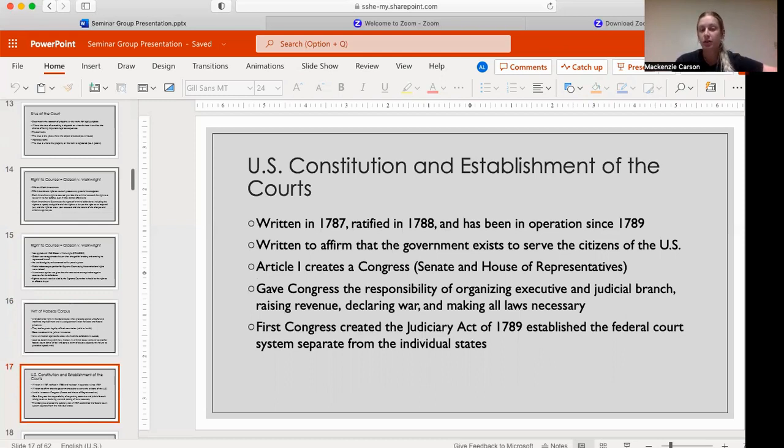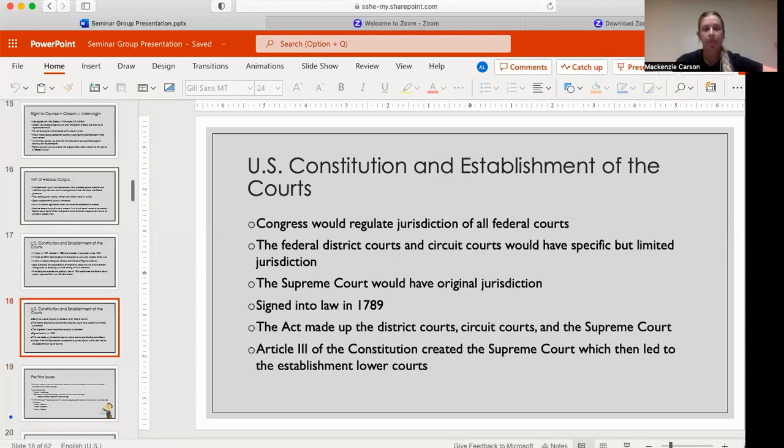The first Congress created the Judiciary Act of 1789, which established the federal court system separate from the individual states. It stated that Congress would regulate jurisdiction of all federal courts, and the federal district courts and circuit courts would have specific but limited jurisdiction. The Supreme Court would have original jurisdiction. It was signed into law in 1789. And the act made up the district courts, the circuit courts, and the Supreme Court. Article 3 of the Constitution created the Supreme Court, which then led to the establishment of lower courts.